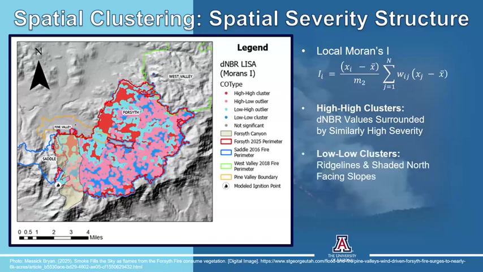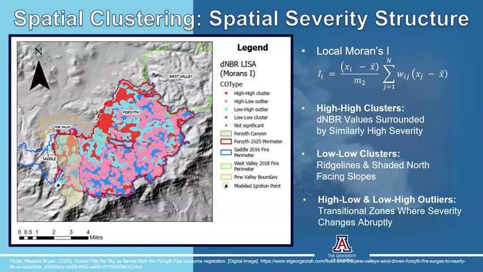The low clusters in dark blue indicate areas of consistently low severity, often found along the top ridge and shaded north-facing slopes, which retain more moisture and burn less intensely. The pink and light blue, high-low and low-high outliers, indicate transitional zones with abrupt severity changes, often due to localized fuel or microclimate differences. The results show that burn severity wasn't random.